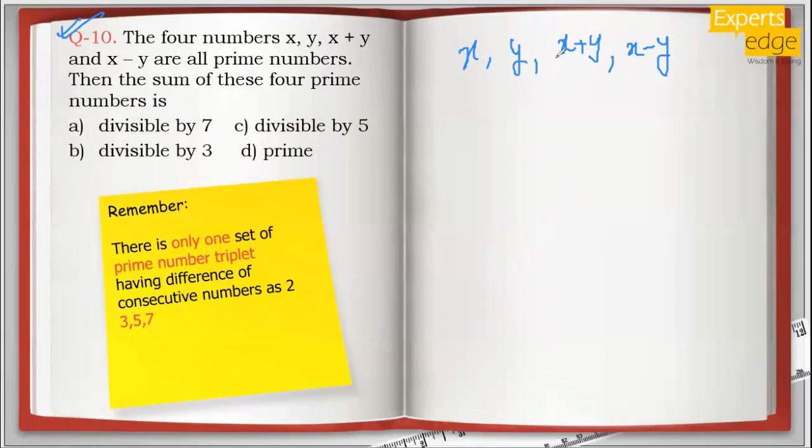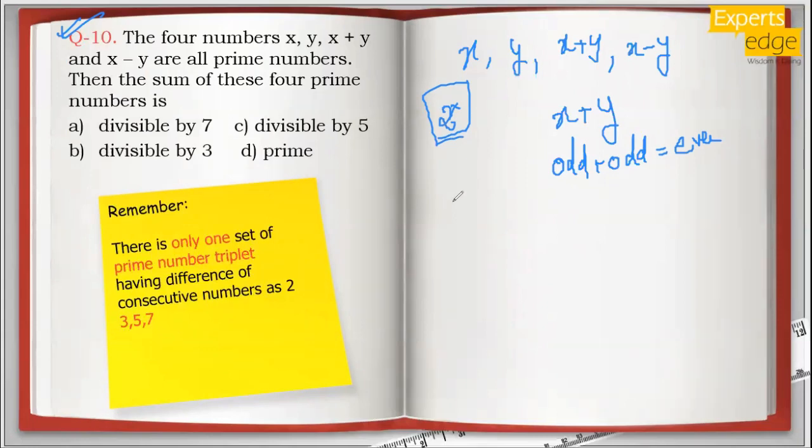So again, not taking 2 is one case. If I don't take 2, let's concentrate on x plus y. As both the numbers are prime, this will be odd because I'm not taking 2. This will also be odd. And what is odd plus odd? Odd plus odd will be even. So for sure one of the numbers has to be 2. I can't take a case where 2 is not included. So I need to include 2.